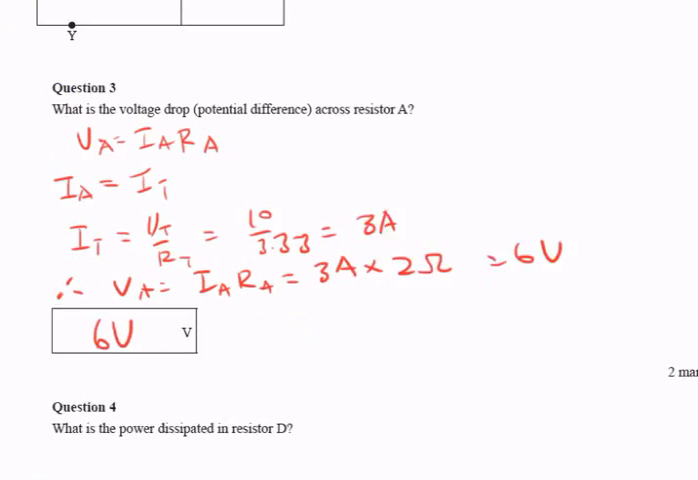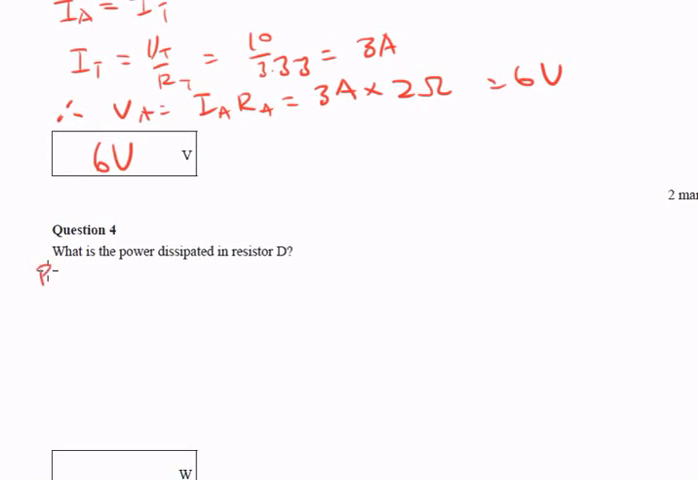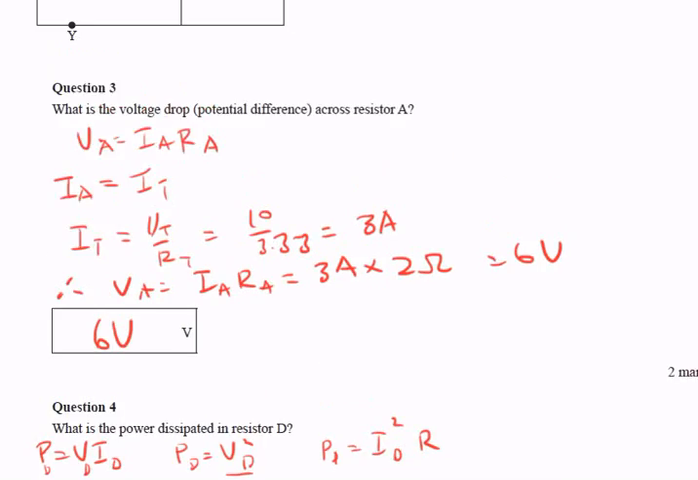And the last one is, what's the power dissipated in resistor D? So I've got a couple of formulas. Power equals VI. Power in D is the voltage in D times the current in D, or power in D is the voltage squared in D over the resistance of D, or the power in D equals I squared D times R of D. We could pick any one we wanted because now we've got so much information about this.